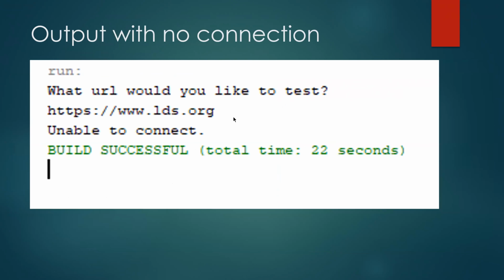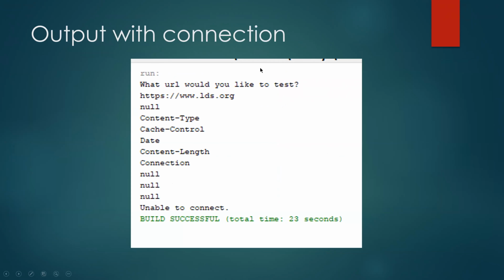So this is kind of the output I get. I turned off my Wi-Fi and tried to go to lds.org to grab that information, so you get a message, unable to connect. And then I turned on the Wi-Fi, and it went to lds.org. H1 had nothing. H2 had content type, cache control, the date, the content length, connection. Then it went to grab some more headers that there weren't any, and then it ended with that unable to connect. So I still have to sort that part out.